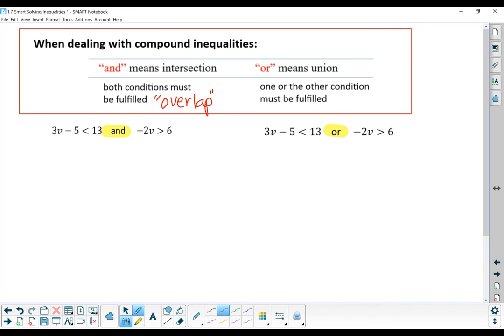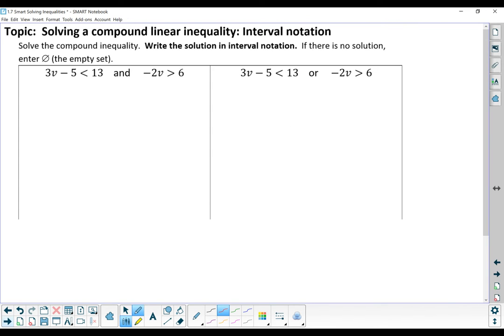If you have an or in math, or means union. It means one or the other condition has to be fulfilled. So we're looking for everything that's covered, all of it in a union. So we'll look at these two equations and some other ones and talk about how the graph shows us what our answer is. There's kind of 6 different scenarios that come up. So here are those equations. We're going to work on solving them.